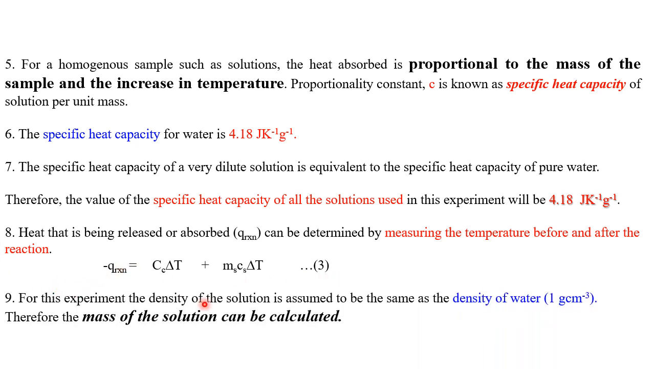For this experiment, the density of solution is assumed to be the same as the density of water, 1 gram per cm3. Meaning that if the volume of the solution is given, we can determine the mass of the solution. For example, 100 ml of sodium hydroxide reacts with 100 ml of hydrochloric acid, meaning the total is 200 ml. Then if the density is 1 gram per cm cube, this solution's total is 200 gram.